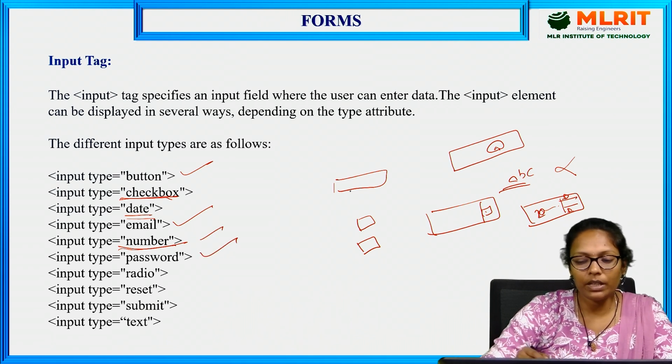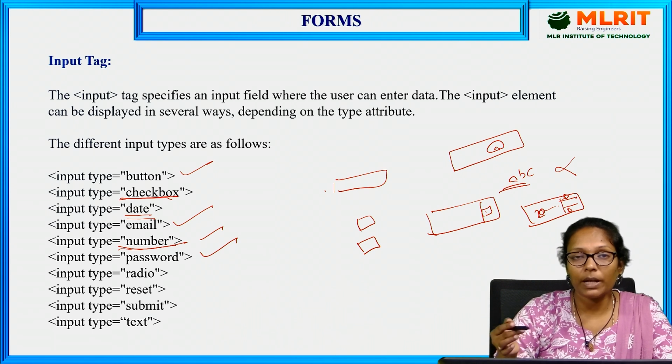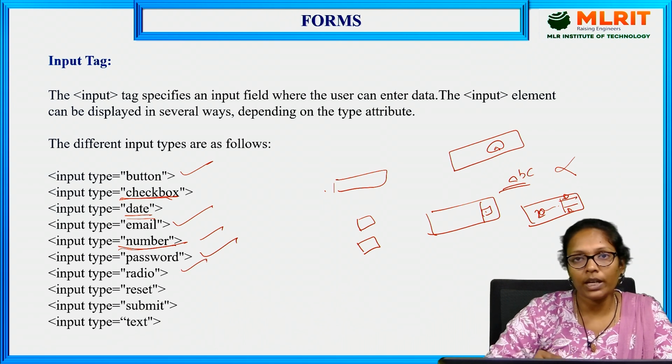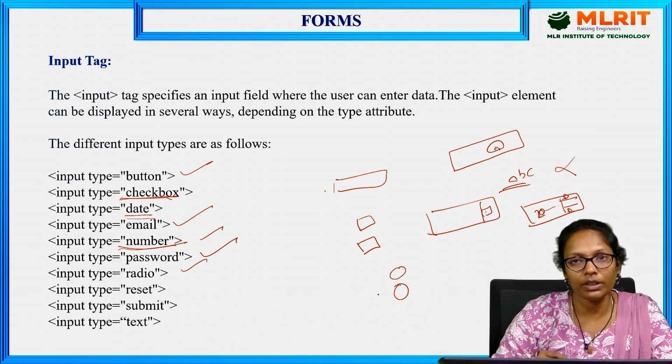And the password field is also similar to the text field, where you can give your password. The password will not be visible to the user, so instead of the characters, it will display dots or stars. And radio, input type is equal to radio. If I give the type is equal to radio, a radio button will be created with a circle.